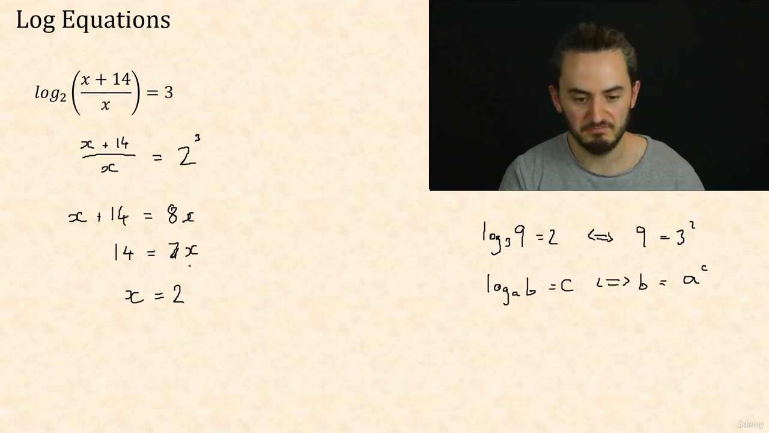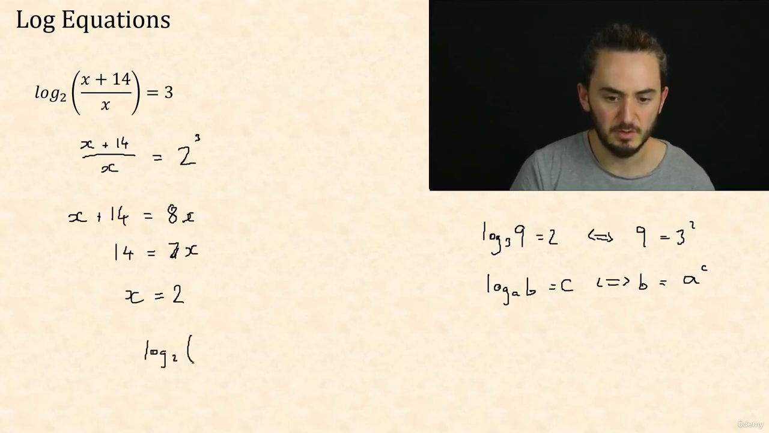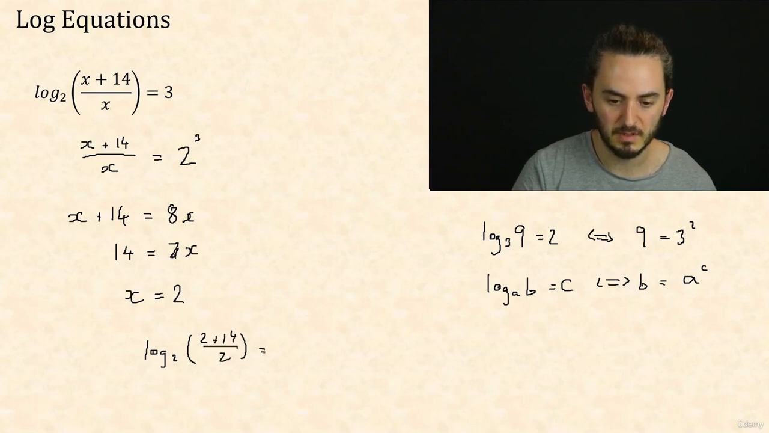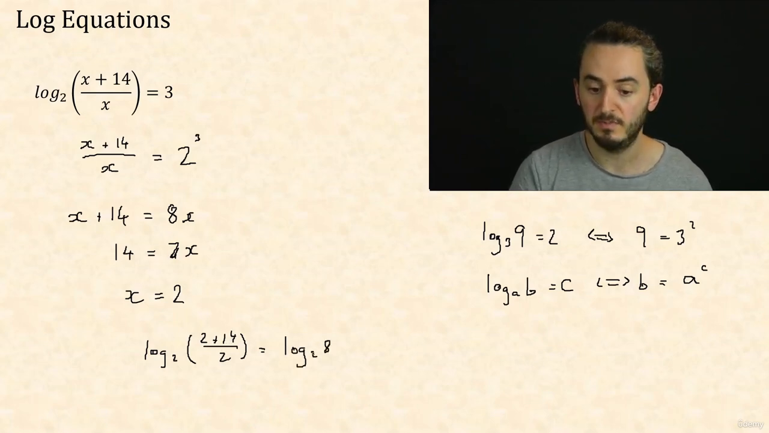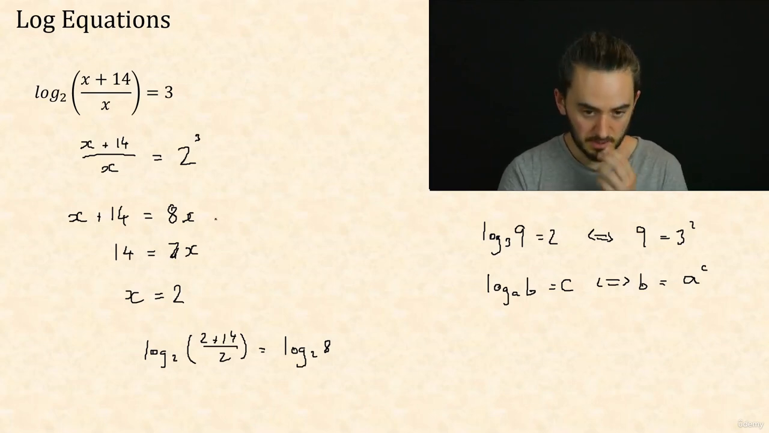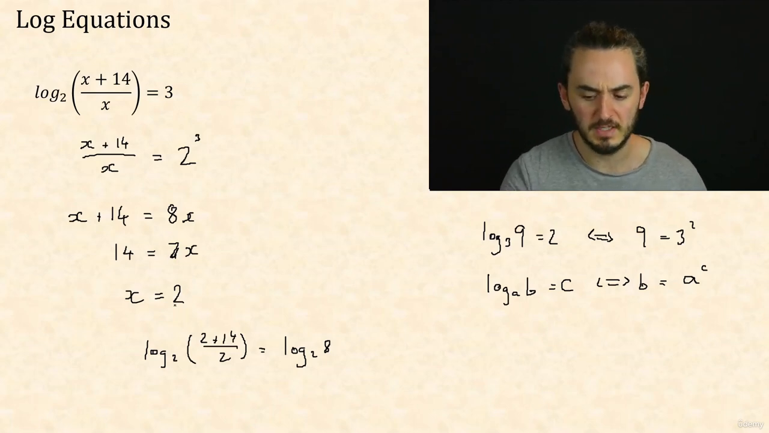And there's our answer. And you can always sub back in and check, because log base 2 of 2 plus 14 over 2. Well, 2 plus 14 is 16. Divide that by 2 is 8. So that gave us log base 2 of 8. And yeah, 2 to the power of what is 8? Well, 2 cubed is 8. So the answer was 3. So that's an example of a logarithmic equation. Let's have a look at a harder one here.